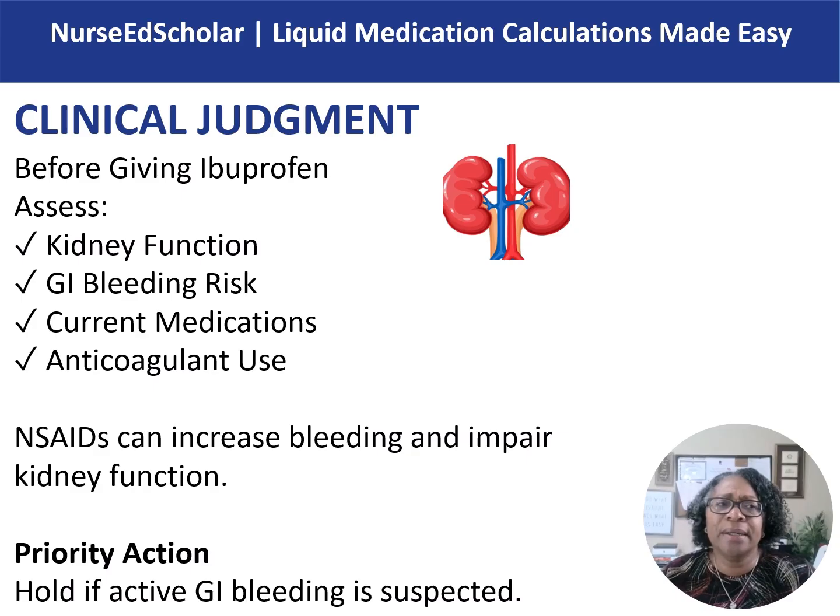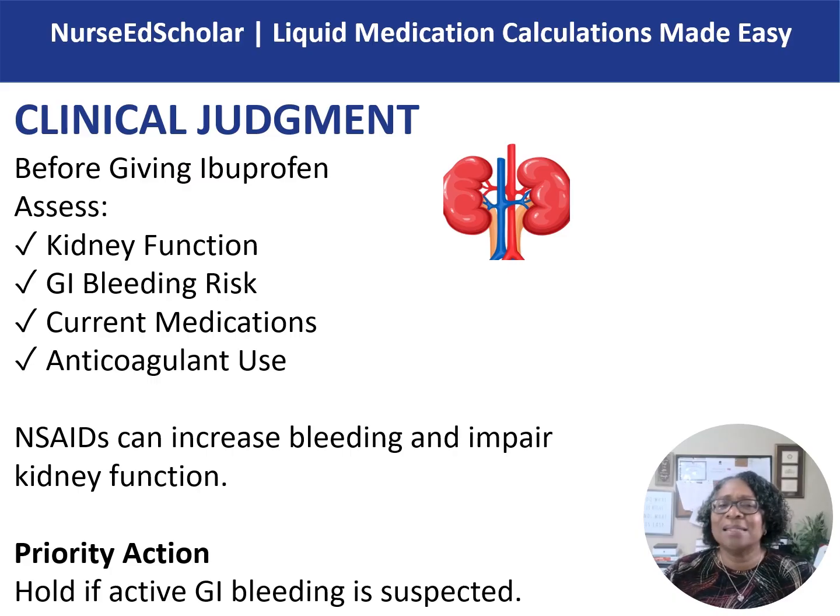Okay, so with ibuprofen, before you want to give it, you really want to assess your patient's kidney function. So you've got to look at your labs, right? Are they at any kind of risk for GI bleeding? What's their platelet count? Do they have any allergies? And is the patient on any anticoagulants? Because you have to remember, ibuprofen is an NSAID, and these medications can increase bleeding or even worsen kidney function in vulnerable populations, right?